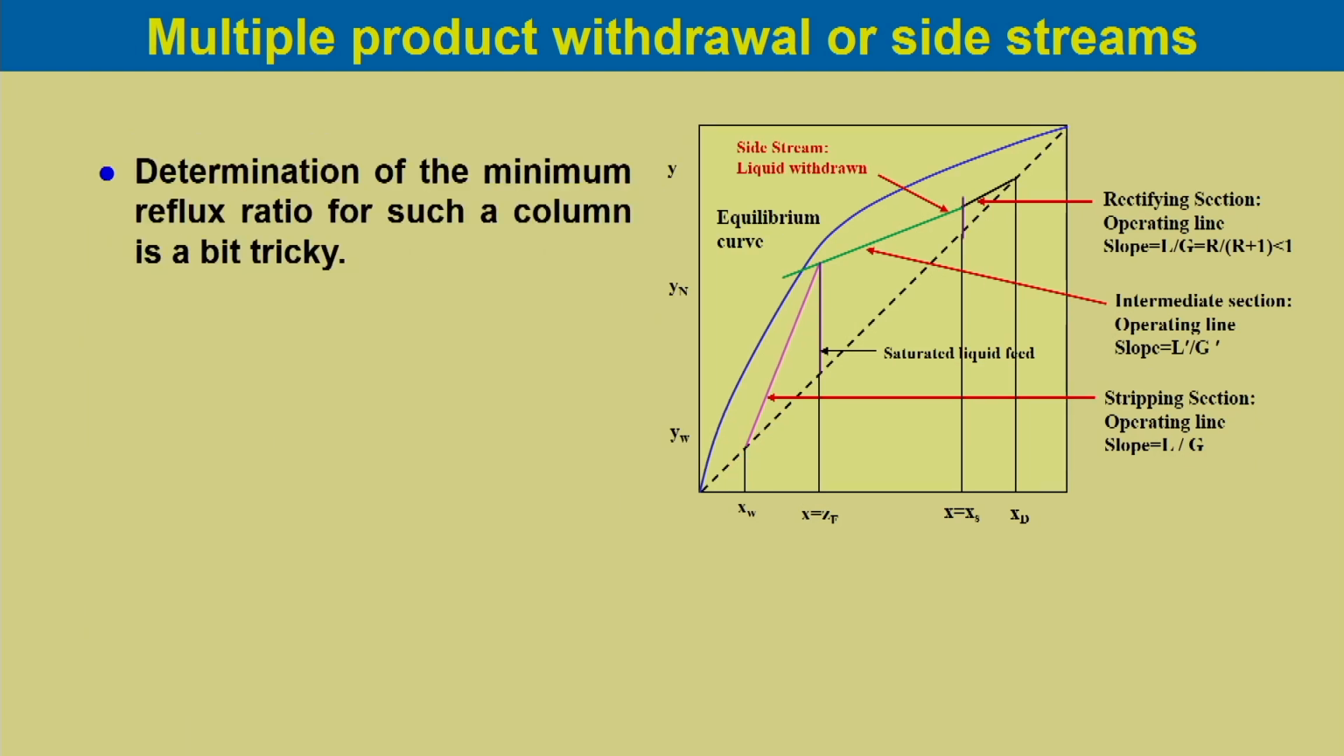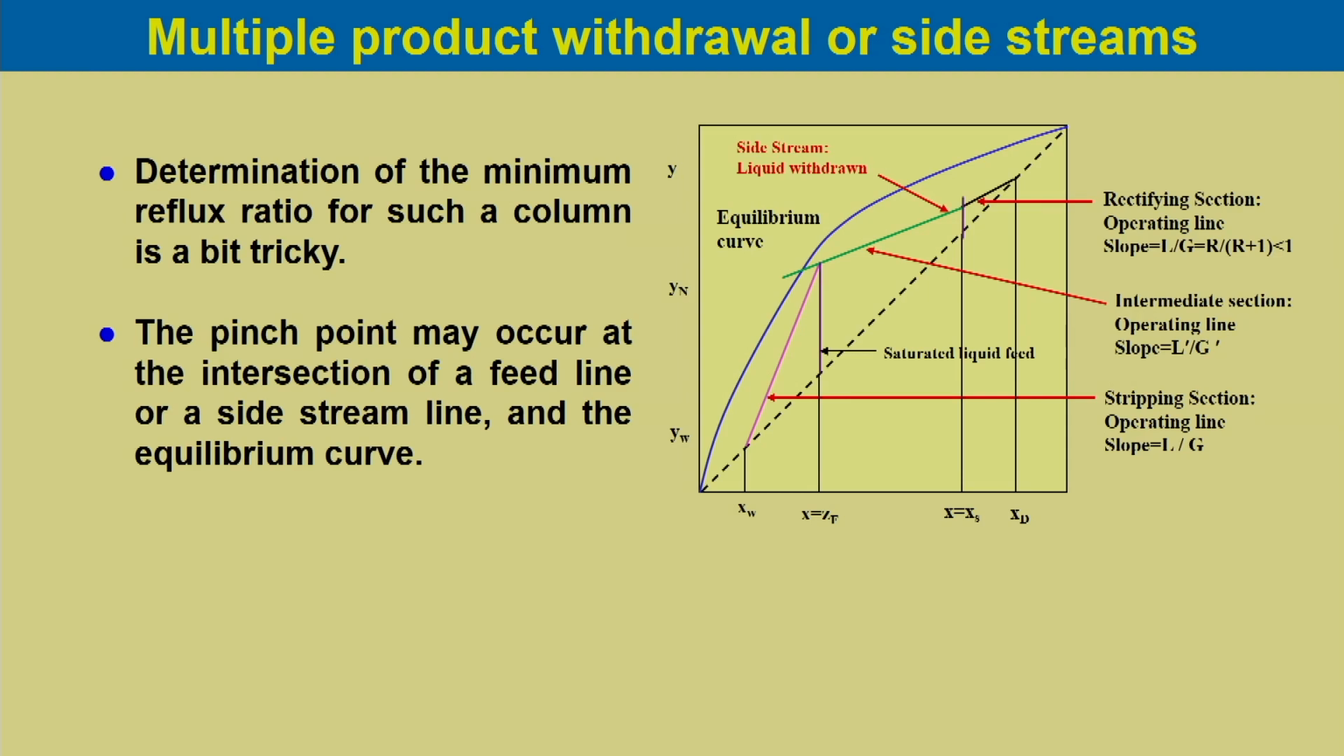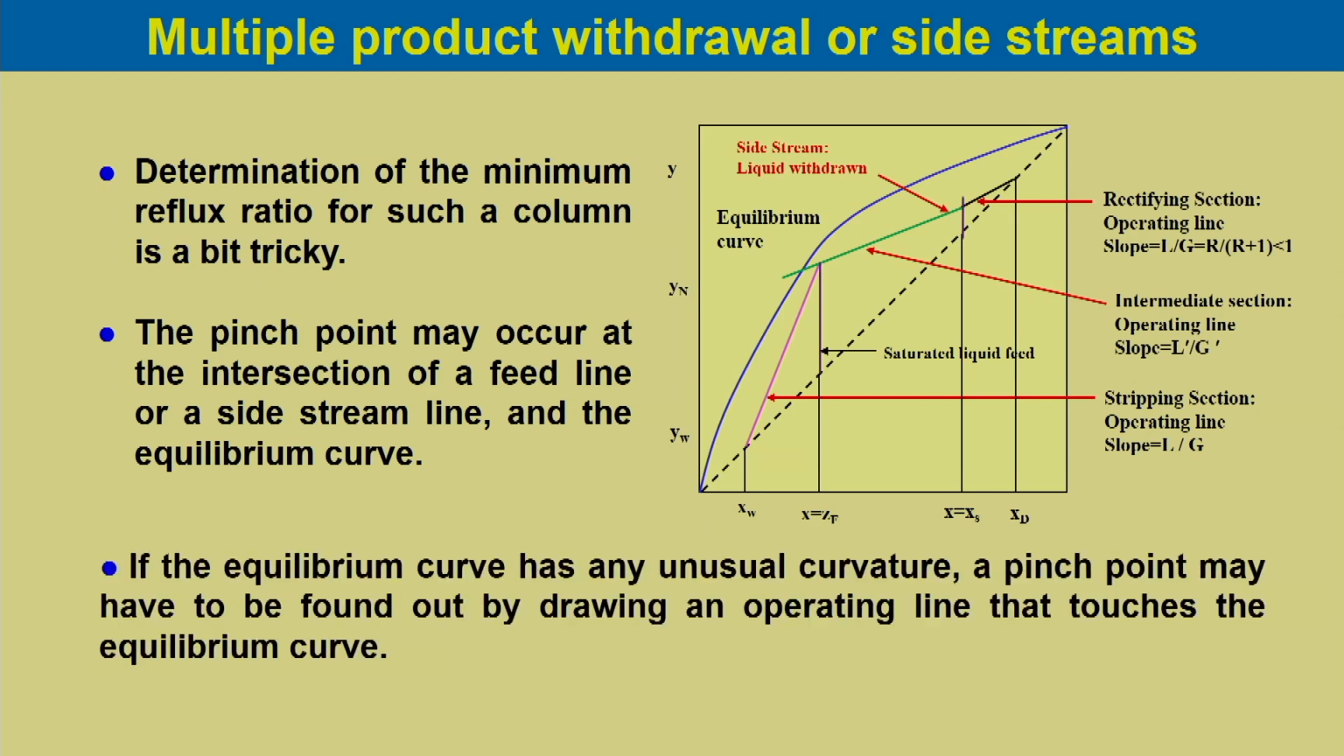So, determination of the minimum reflux ratio for such a column is a bit tricky in this case. The pinch point may occur at the intersections of a feed or a side stream line and the equilibrium curve. So, if the equilibrium curve has any unusual curvature, a pinch point may have to be found by drawing an operating line that touches the equilibrium curve. That is the tangent operating line to the equilibrium curve, which we have done for the inflection points in the equilibrium curve earlier.